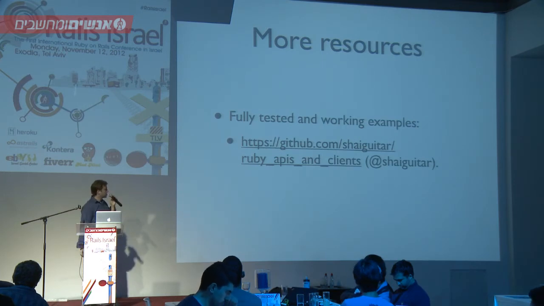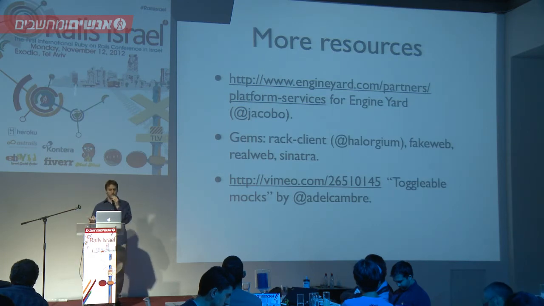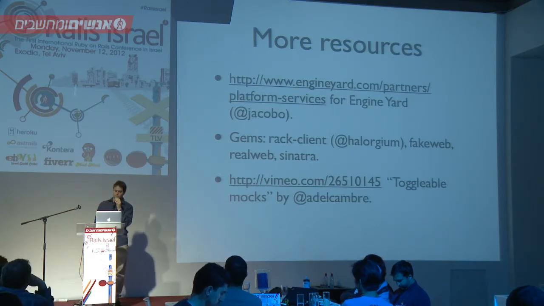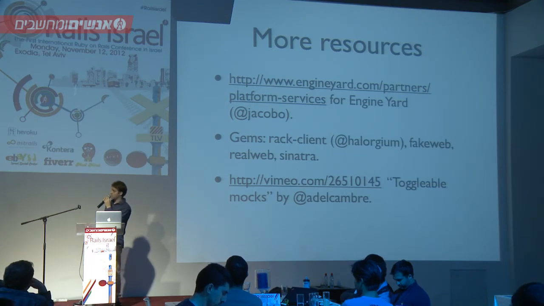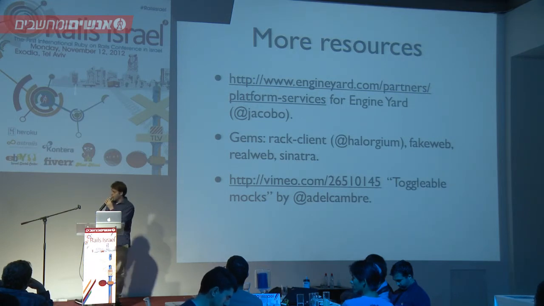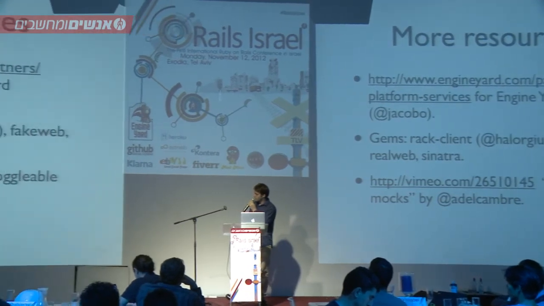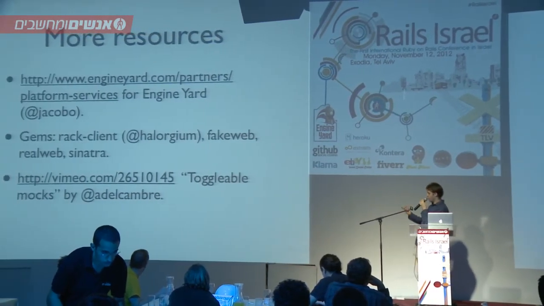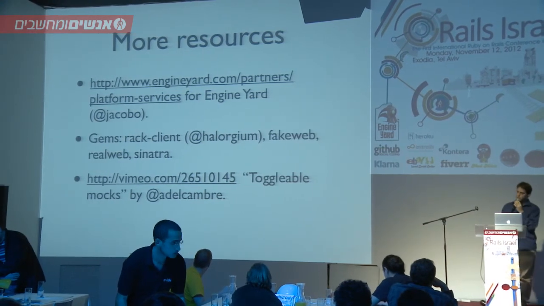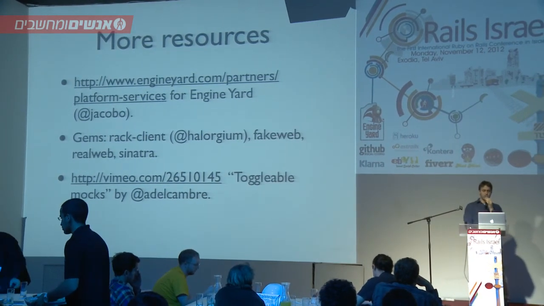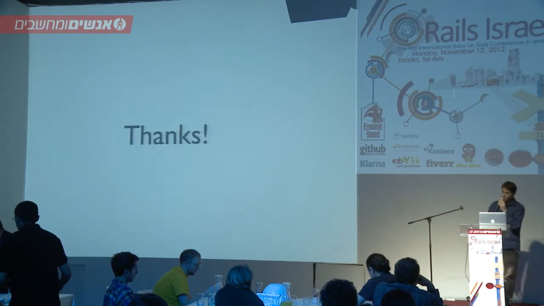So this is the repository that I mentioned, where you can see all these different approaches. I'm actually using Sinatra instead of a Rails app, but it all kind of just works. So you can check it out, run the tests, and play around with it. Quick shout out to Jacob. This talk also came up through working on the add-on system that we were developing. You should check that out too. Rack client, fake web, real web, Sinatra are some gems you should check out in general. There's another talk by a coworker of mine that's somewhat similar. It's a little different, but you should see it if you're interested in the subject. I'll put the slides on the internet, and thank you.